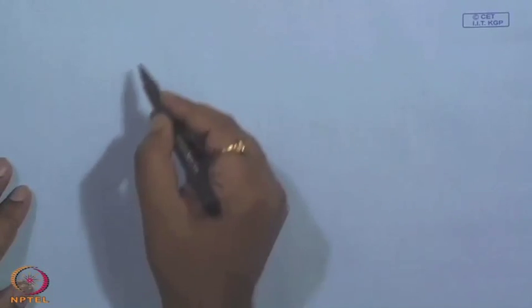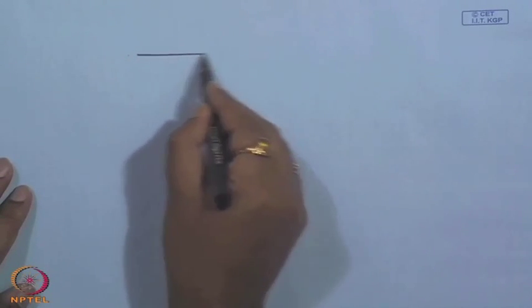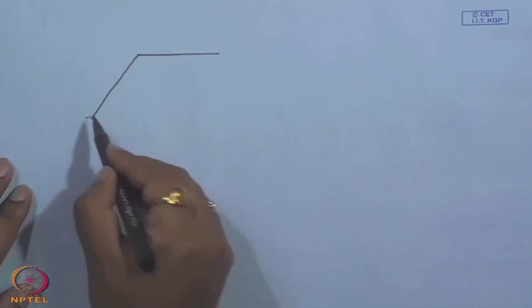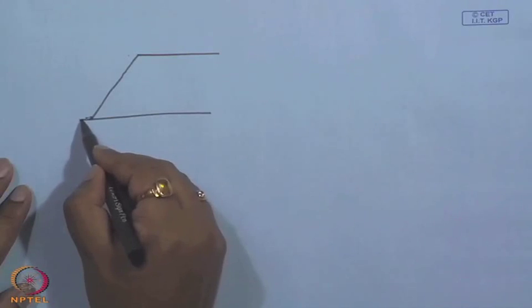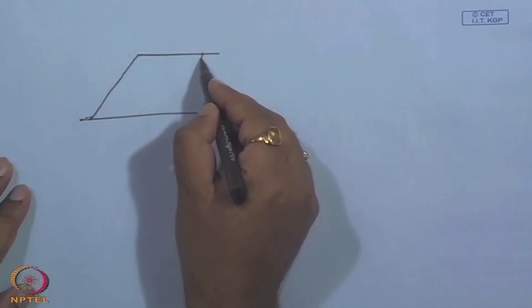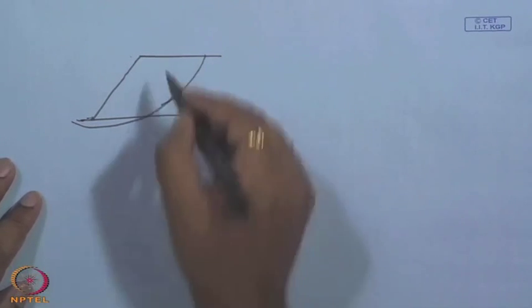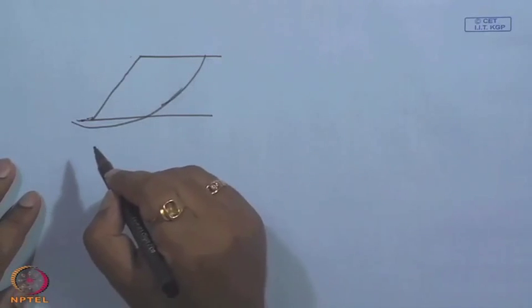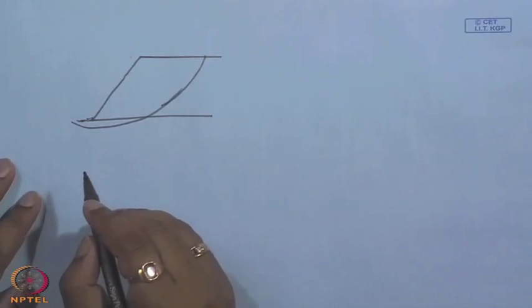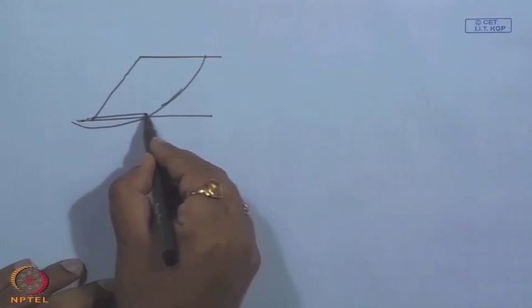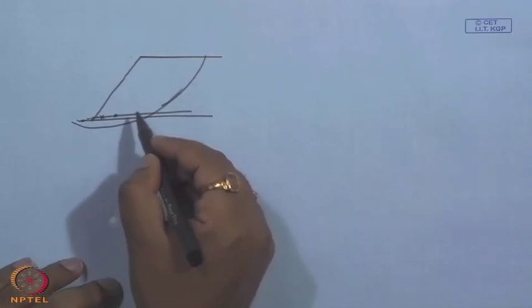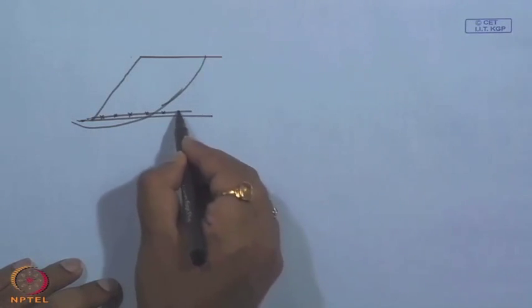Now, another possibility is another example of how to shape our structure with reinforcement. Suppose there is a slope, and suppose this is the slope failure line. The slope is stable during static condition, but it is unstable during seismic condition. There also, if I provide a reinforcement layer here, then we can shape the design against seismic condition also.